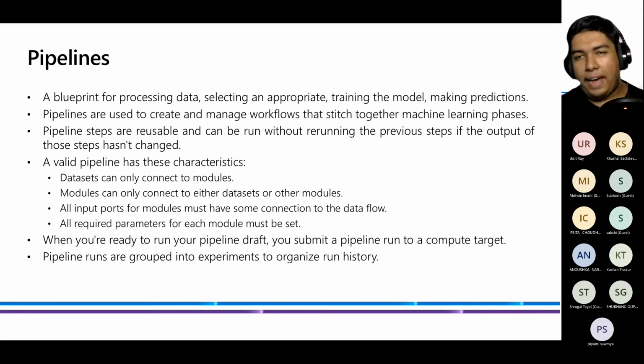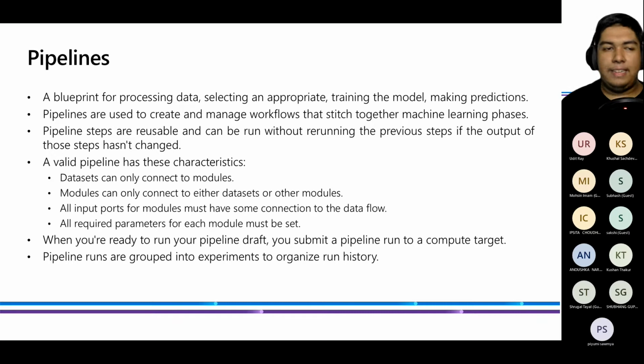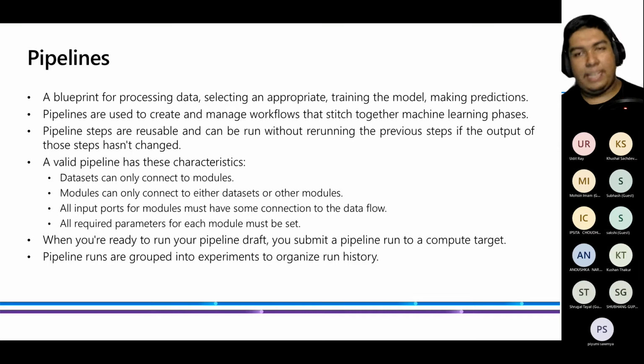Then once you have the entire flow of events that you want to do to train that model, you will submit that to that compute target, which is the machine that it will process everything on. That will be known as a pipeline run, that you have run that pipeline. And for auditing purposes, it will also be organized into something called an experiment that will have the entire list of pipeline runs that you did.